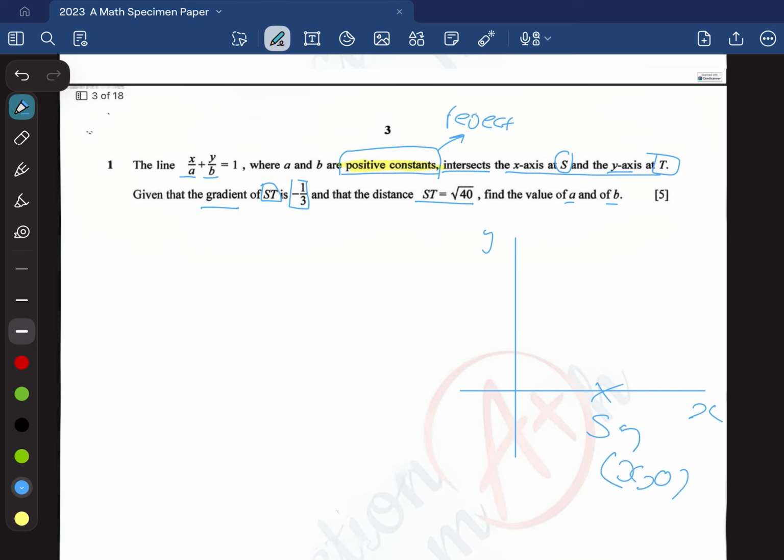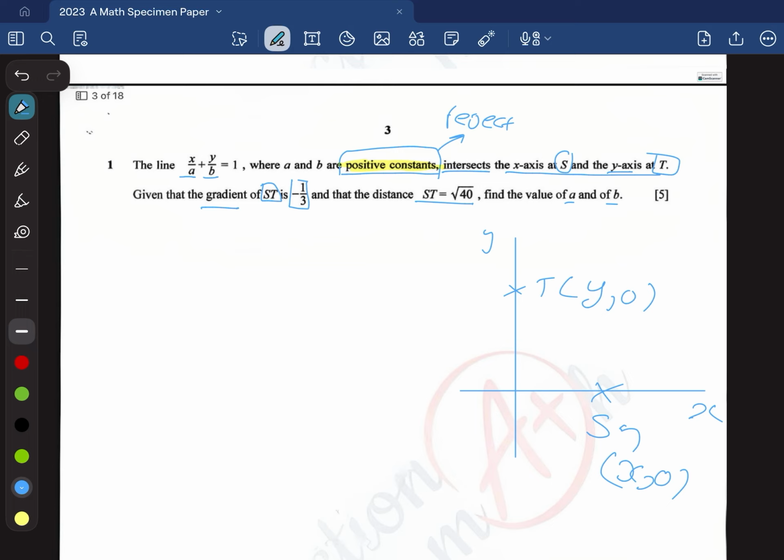Okay, now it also intersects at T. It also intersects the y-axis, so T intersects here. This is point T, which is, if it intersects the y-axis, what is the value? If it intersects the y-axis, x equals 0. Good job. Okay, so these are the coordinates. Remember that. Okay, moving on.